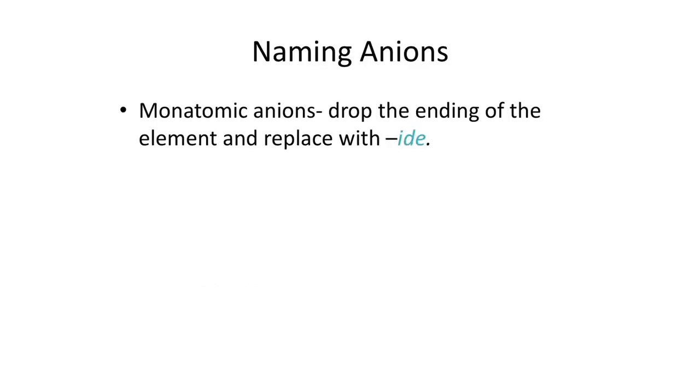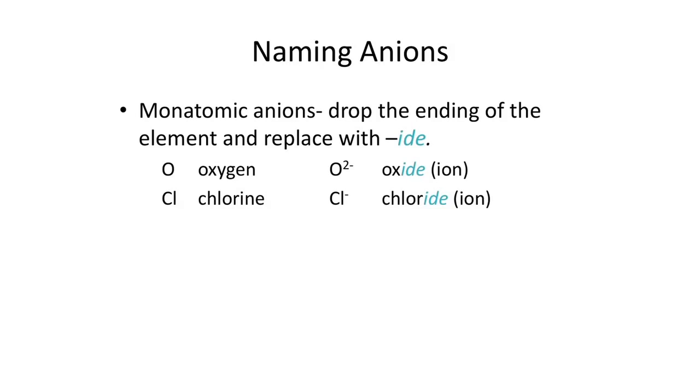Okay, that about covers how to name the cations, so let's talk about how to name the anions. Remember, the anions are the negatively charged ion in your compound. In order to name monatomic anions, you drop the ending of the element and you replace it with "ide." So when oxygen gains 2 electrons to become the oxygen -2 ion, we call it oxide. When chlorine gains an electron to become the chlorine -1 ion, we call it chloride.